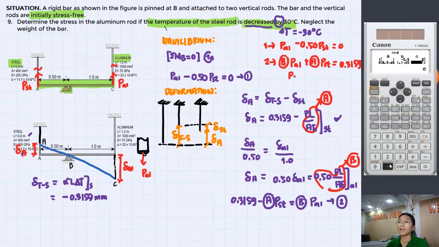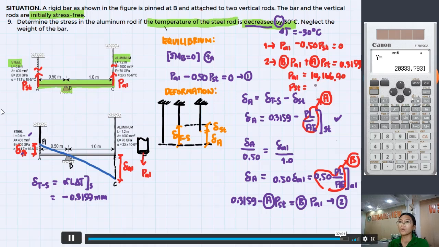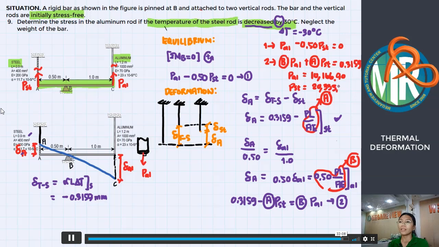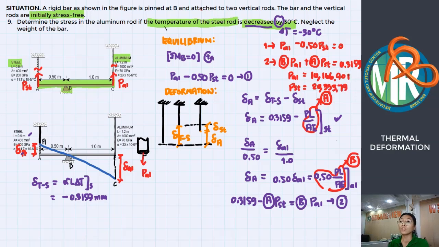Ilan ba yan? Unahin natin si aluminum, 10,166.90. For the steel naman, that is 20,333.79. These are all in Newton.